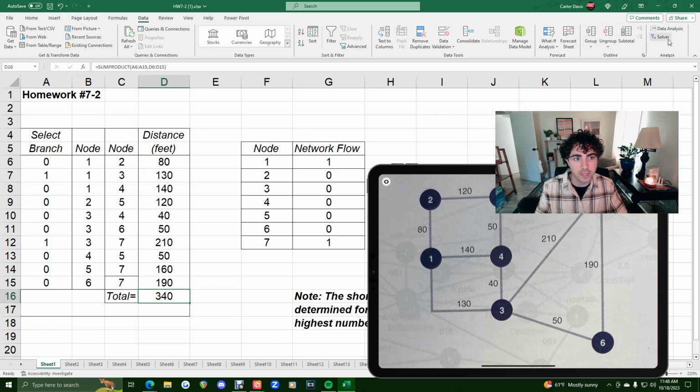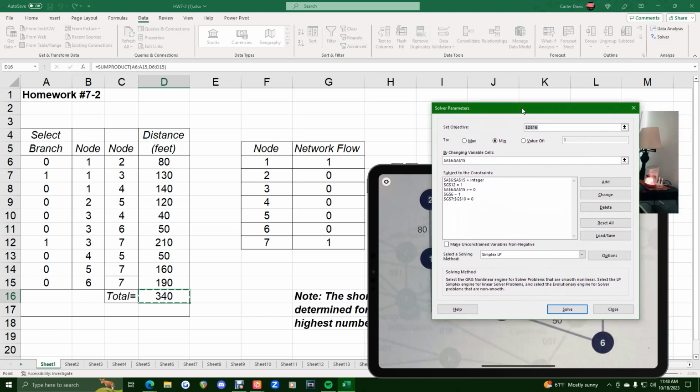So we go to Data, Solver, and we are minimizing the total distance, right? The changing variable cells are just the select branches, and A6 through A15, all these have to be integers. They say that G12 and G6 have to be equal to 1.